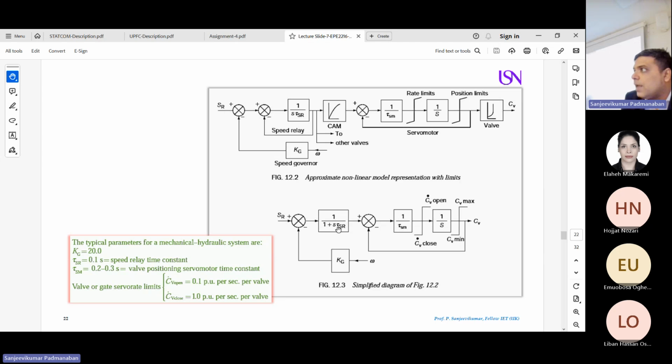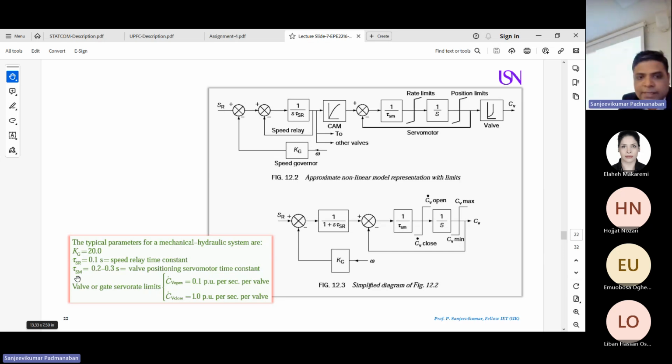Already this tau SR example is given to you to model this one. Then in this case it is very important. These are the parameters you can't find in other textbooks, which give you a clear vision how to calculate the value. If you want to calculate the value of your mechanical hydraulic system, that variable kg, how to fix this kg? It's like a 20 standard. How to fix your tau SR, which is a speed relay time constant? The value is 1.1 seconds.